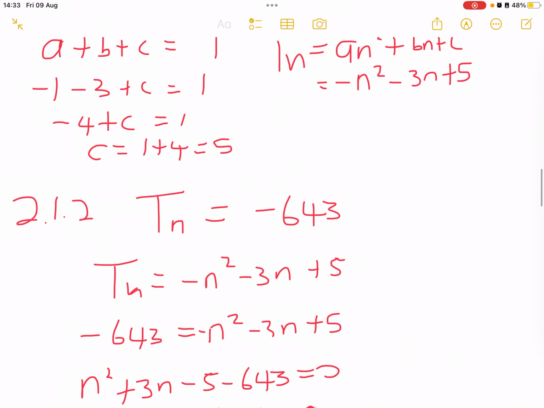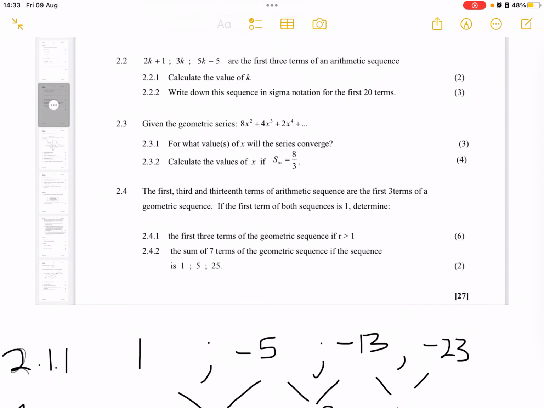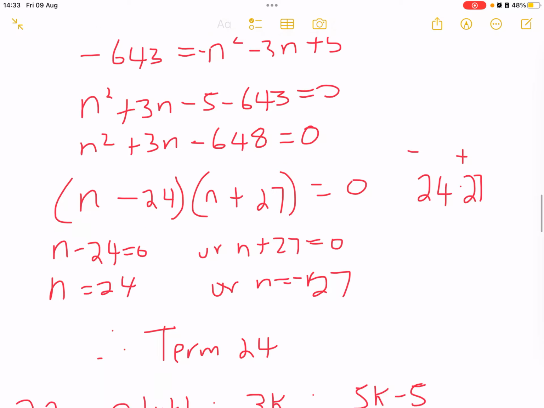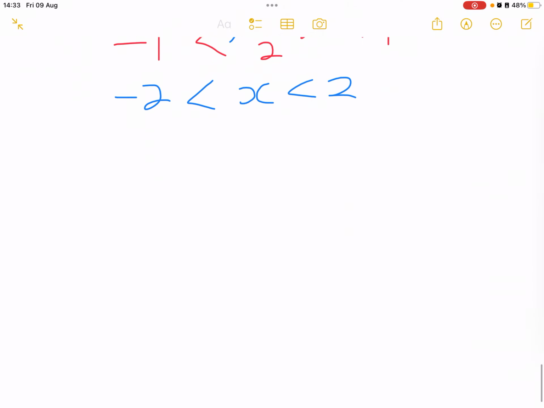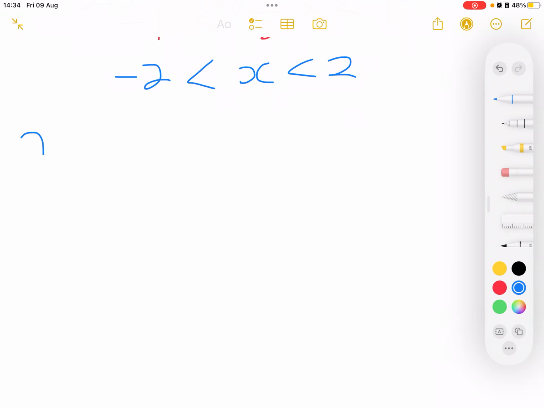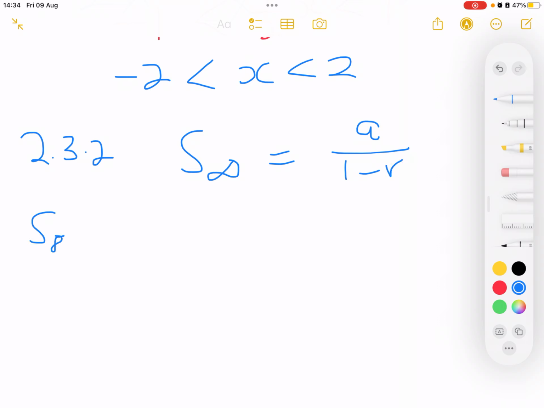Next question is calculate the values of x if sum to infinity is equal to 8/3. Values of x if sum to infinity is 8/3. That is 2.3.2. The sum to infinity is equal to a over 1 minus r. Now the sum to infinity has been given, I know my infinity looks like an 8. So sum to infinity is equal to 8/3.